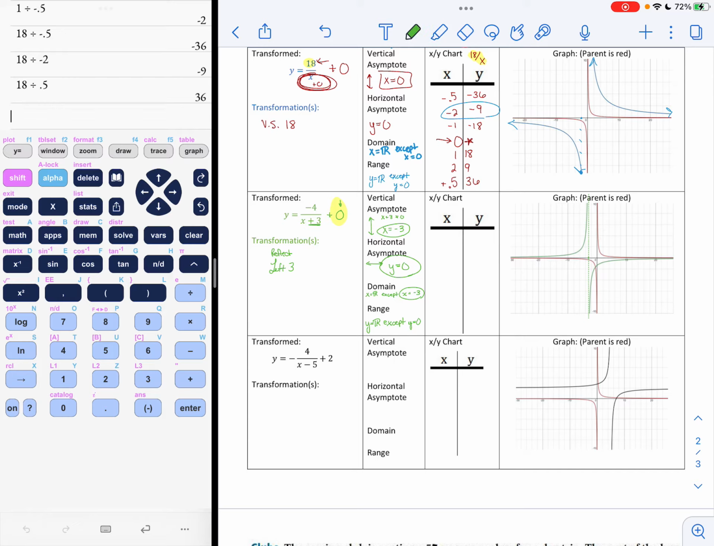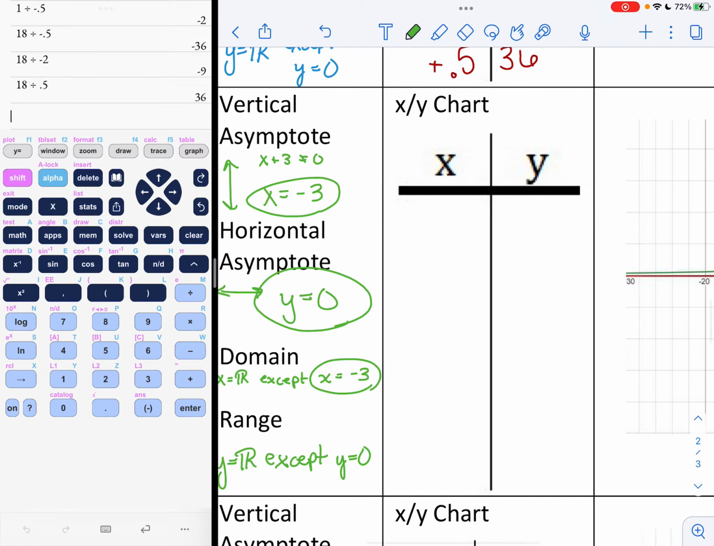All right, now, the question becomes, well, okay, I see that you moved it to the left, so how do I change my XY chart? Please make that middle number negative 3 now. Remember how it was 0 in the previous problems? You don't want it to be 0 anymore.